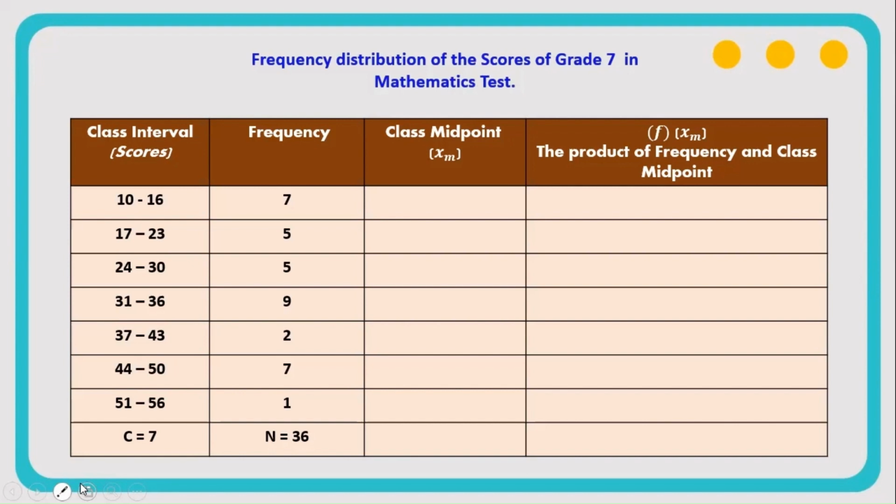If you have a set of data containing 30 or more observations, we need to construct a frequency distribution. Here is a frequency distribution of the scores of grade 7 in mathematics tests. Since you want to compute the mean of this data, we need to extend this frequency distribution with class midpoint and the product of frequency and class midpoint. Let us learn how to get the class midpoint and the product of frequency and class mark on the next page.